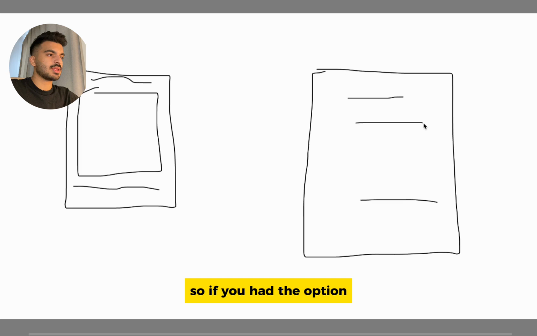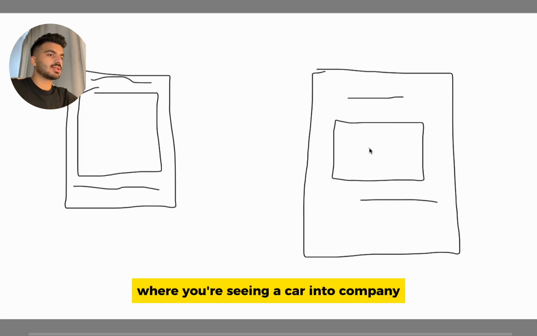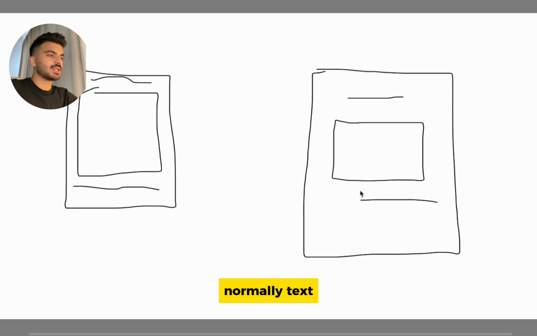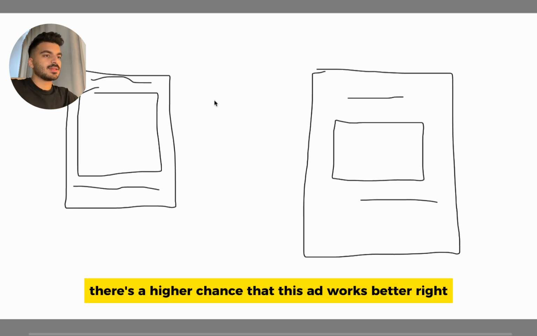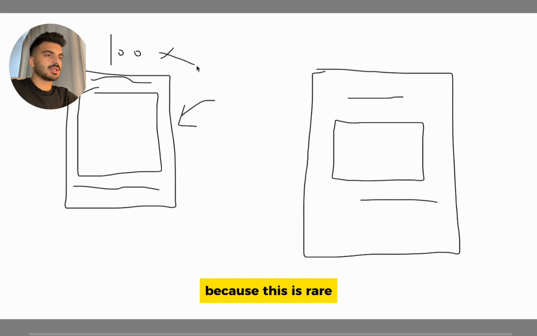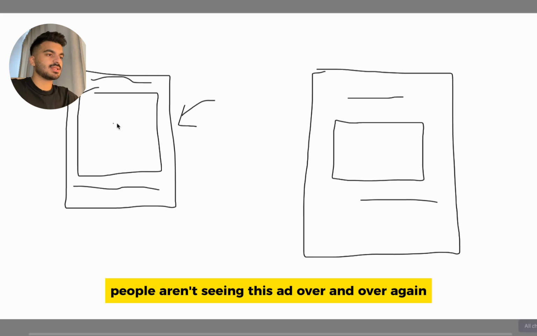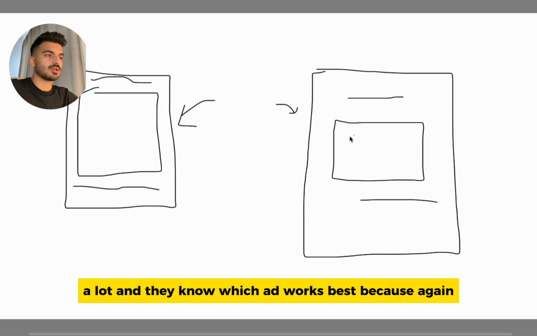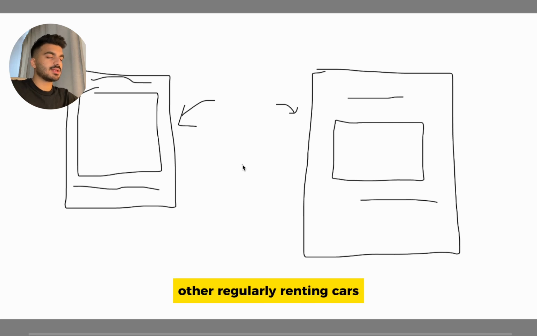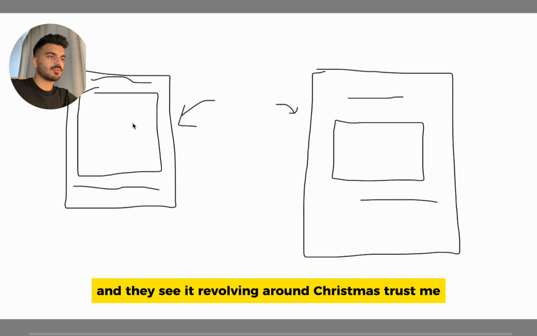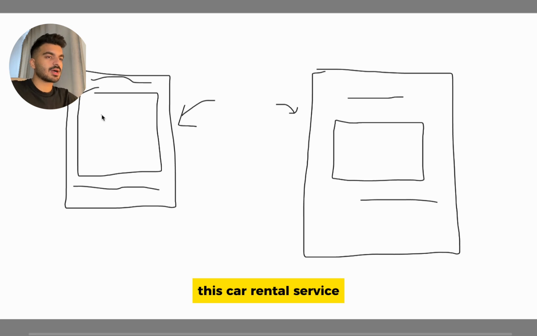So if you had the option where you're seeing a car rental company with just image ads, normal text, just drive in luxury or whatever, there's a higher chance that this ad works better, right? By 100x, because this is rare. People aren't seeing this ad over and over again. The people who talk about car rental stuff are gonna see ads a lot, and they know which ad works best because they're regularly renting cars. So when they see a rare ad revolving around Christmas, there's a very high chance that they at least message this car rental service.